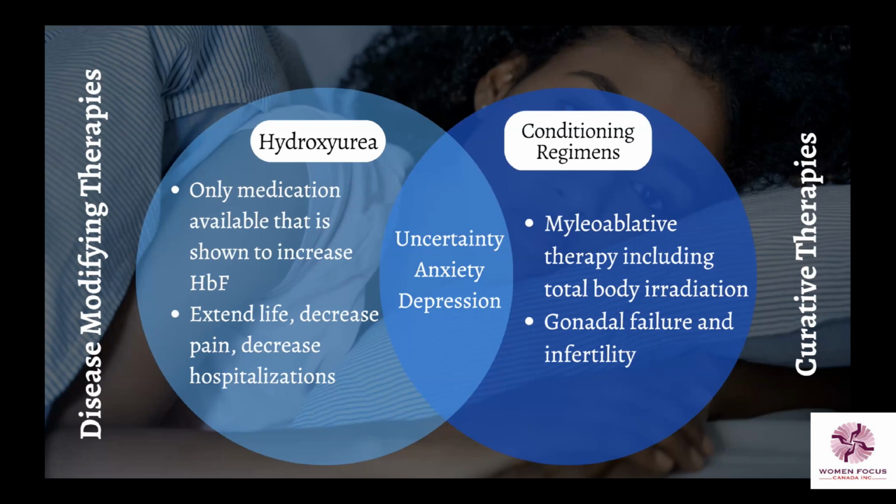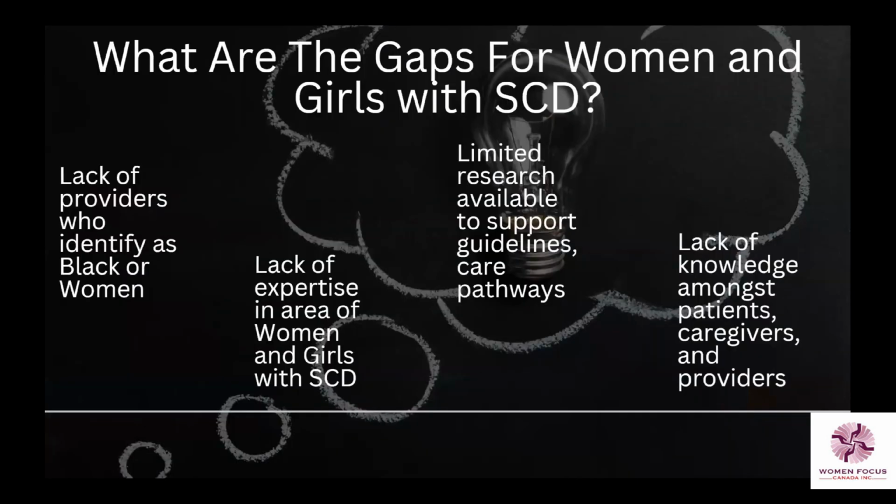And then conditioning regimens. If there's actually a curative therapy, transplant is a curative therapy, but the conditioning regimens are so myeloablative, meaning they kill all the cells in your body. They want to kill all the bad cells, really, but they kill a lot of the good cells too, to wipe your slate clean and then reset things, if I talk high level. There's gonadal failure and infertility associated with those particular regimens.